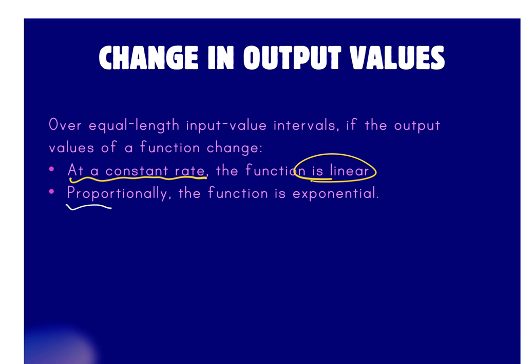If it changes proportionally, meaning I can divide these values and they would all be the same, then my function is exponential. So the first thing you're going to do is check your input values, make sure they go at the same interval, then look at your output values. If we're just classifying between linear or exponential, then all I'm doing is asking: is the first difference the same? That's linear. If not, is the second term divided by the first the same as the third divided by the second and the fourth divided by the third, and so on?